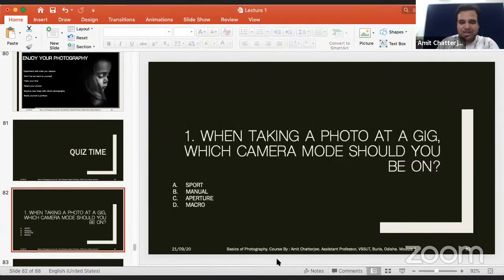So the first thing is, while taking a photo at a gig, where things are changing rapidly, what mode do you think you should use in your camera? These are very simple questions I'm just asking. You can just type your answer on the Zoom platform, and we'll be able to see.